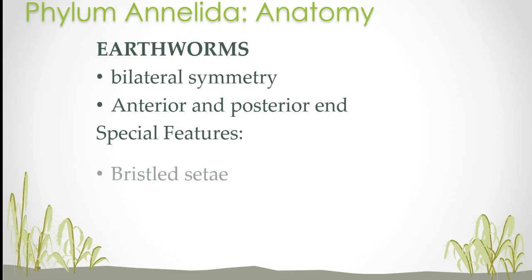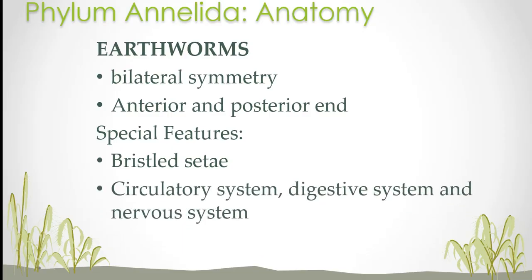Some special features specifically of the earthworms: we have something called bristled setae. I'll show you a picture of that in just a minute. They're literally little tiny hooks on their belly that help them with locomotion, help them to move. They do have a well-designed circulatory system, a full digestive system, and a nervous system. The circulatory would be the way that their blood is being distributed, digestive, the way they are processing food, and then the nervous system, a form of nervous tissue. Let's quote unquote call that a brain.